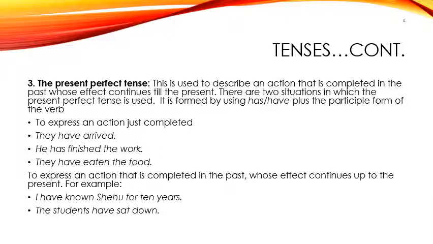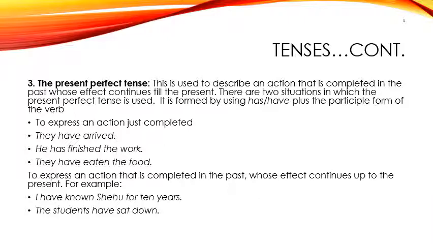The third type of present tense is called present perfect tense. This is used to describe an action which is completed in the past but has continuous effect till the present. The tense is formed using has and have, depending on the number of the subject, as we have been emphasizing, plus the past participle form of the verb.